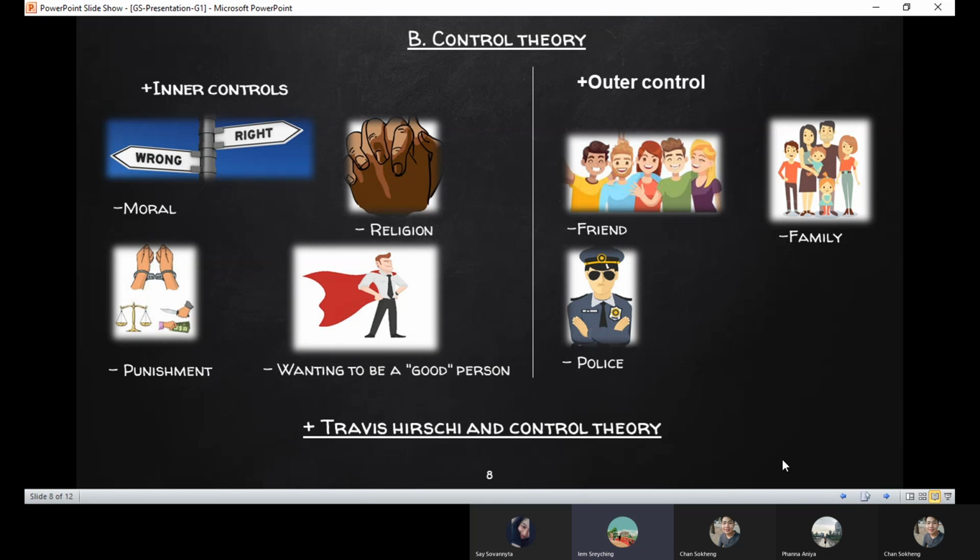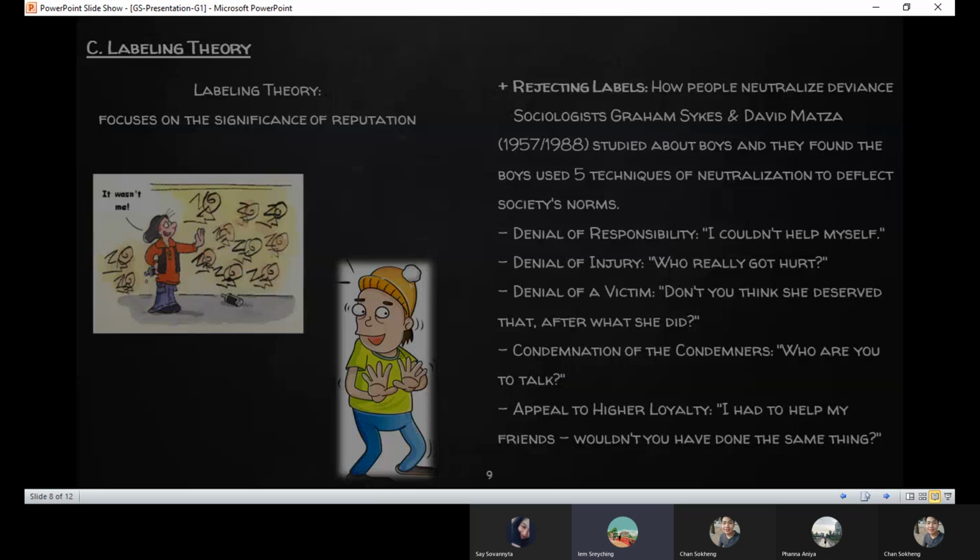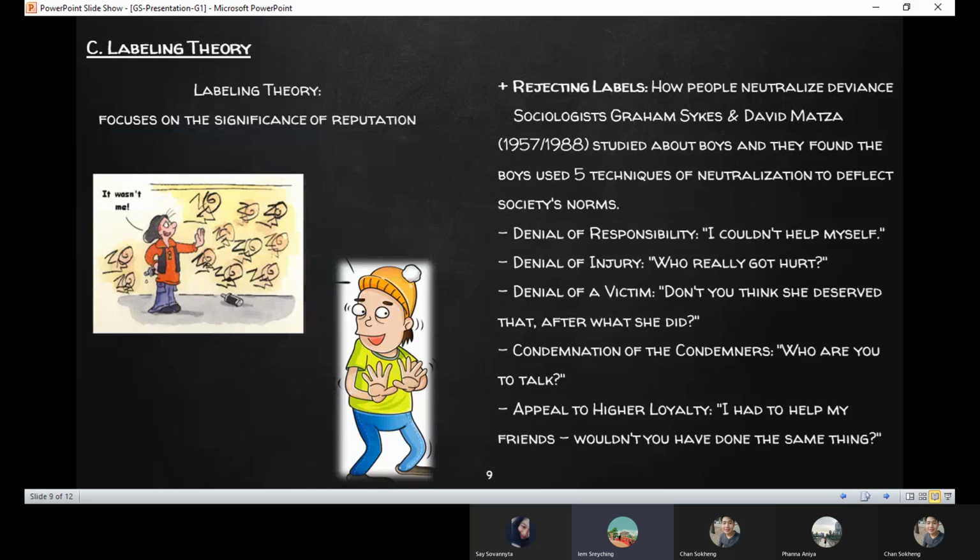I'm now presenting the last but not least, labeling theory. Labeling theory focuses on the significance of reputations. We can see here on the screen, the theory is divided into three main points. The first is rejecting labels. The second one is impressing labels. And the last one is the power of labels.